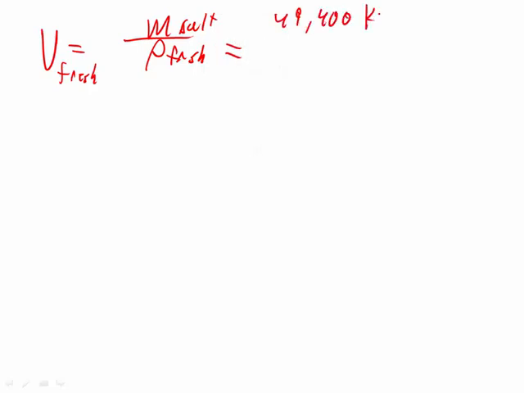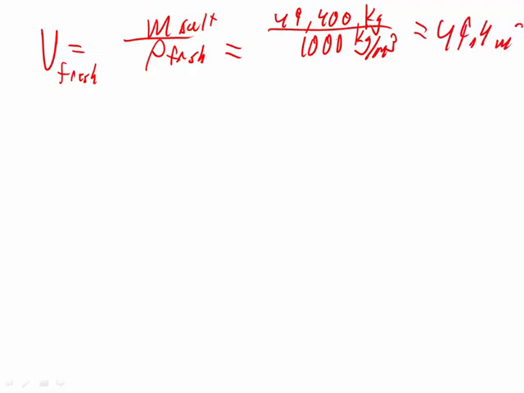49,400 kilograms divided by 1,000 kilograms per meters cubed, because that's the density of seawater. And so what do we get? Well, we get the volume. It's a little bit different, don't we? It's a little bit higher. Well, it should be because the density is lower. Okay? So we get 49,400 divided by 1,000, and we get what? 49.4, don't we? Meters cubed.